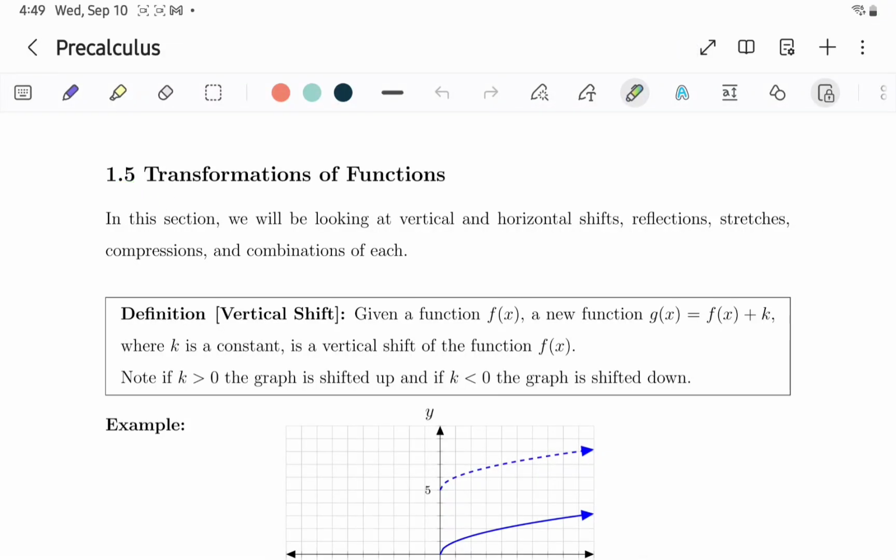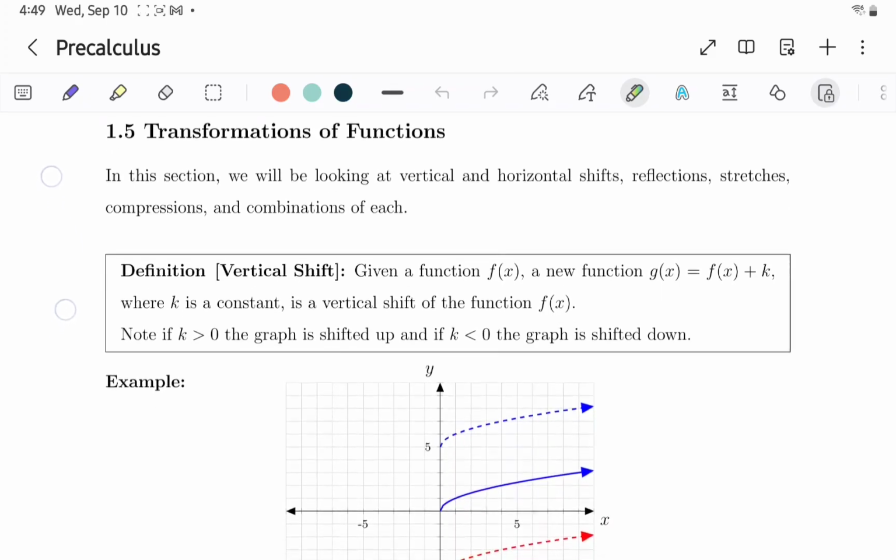In this video, we are going to be talking about transformations of functions. So in this section, we'll be looking at vertical and horizontal shifts of functions, reflections, stretches, compressions, and combinations of all these transformations. So the first thing we are going to talk about is a vertical shift.